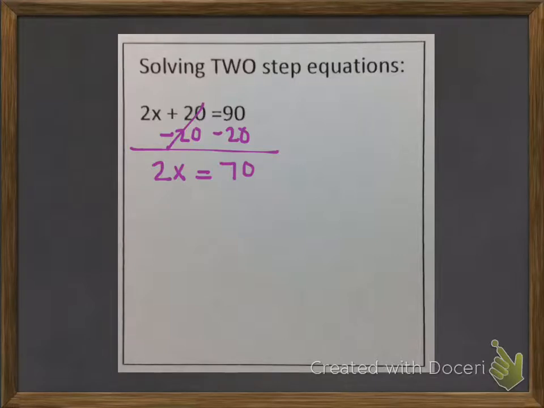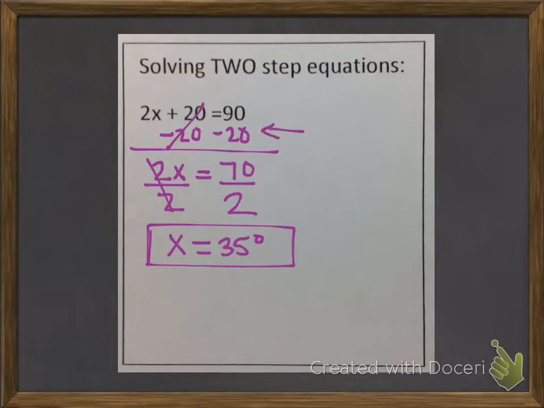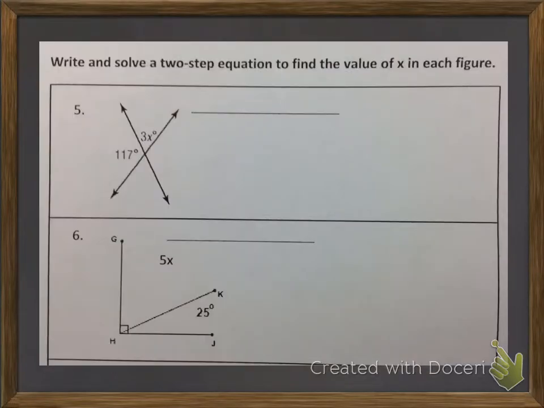So now I have 2x equals 70. I need x by itself. This is multiplying 2 times x, so I do the opposite operation, which is dividing by 2. What I do on one side, I have to do on the other. 2 over 2 equals 1, which makes that go away, so I just have x left over here. And we should know that 70 divided by 2 is cutting 70 in half, and that gives us 35 degrees. So for a two-step equation, here's step 1, here is step 2. So let's go to number 5.